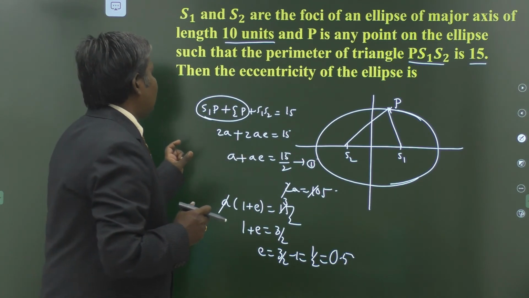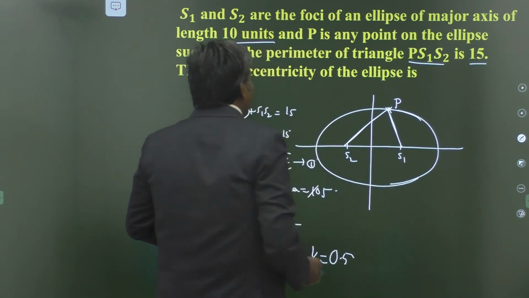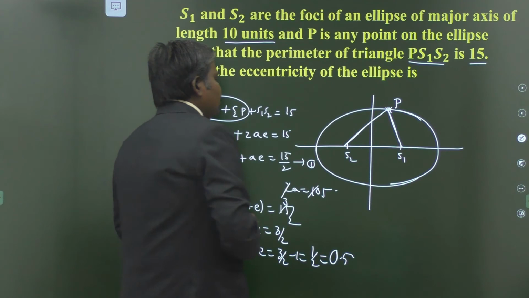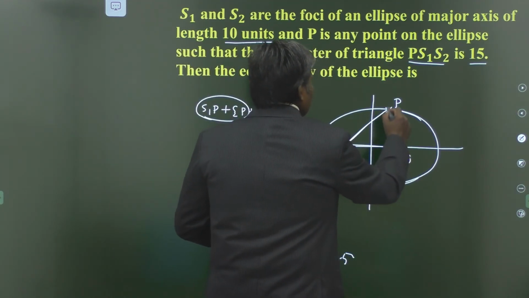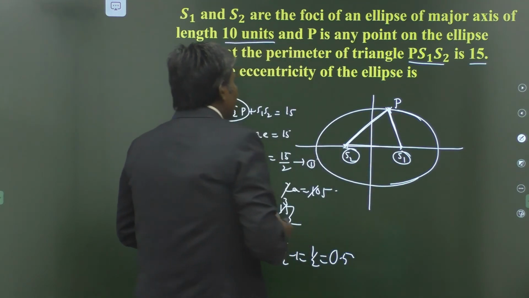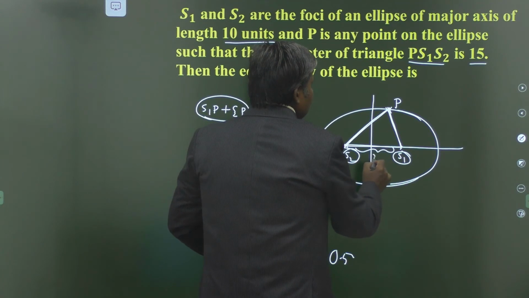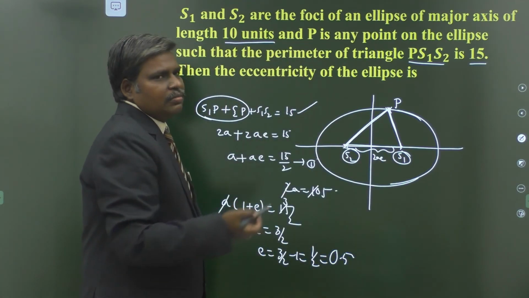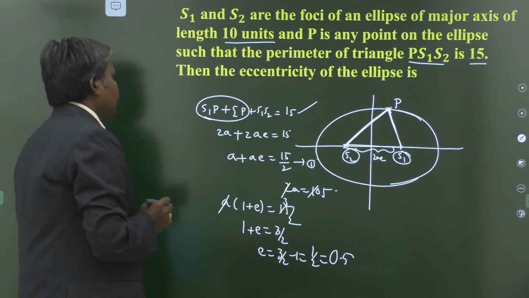So once you know the sum of the focal distances of any point on the ellipse is the length of the major axis, your job is over. SP plus S'P is 2A. Here S is S1 and S' is S2, given to you. So S1P plus S2P plus SS'. One more thing, the distance between the two foci is always 2AE. So these are the two simple formulas we have to apply in this problem. Okay. Next one.